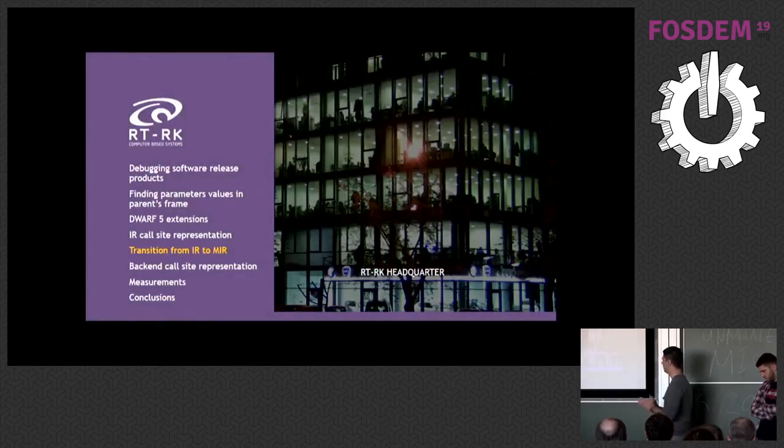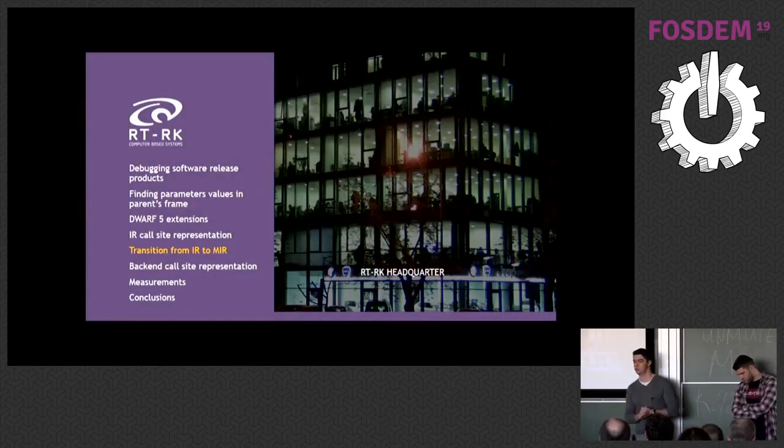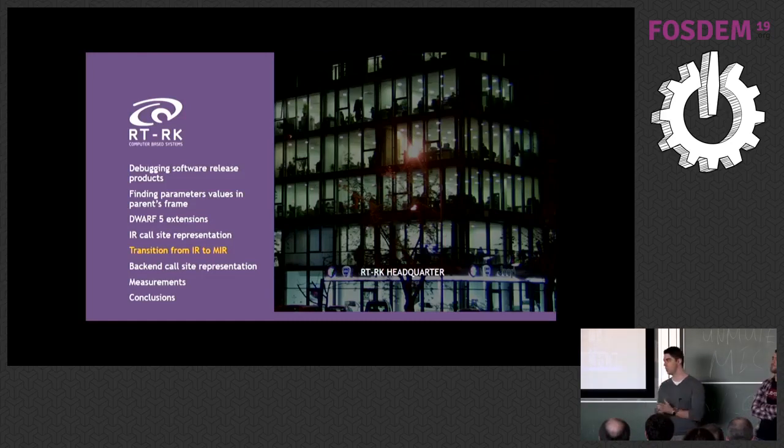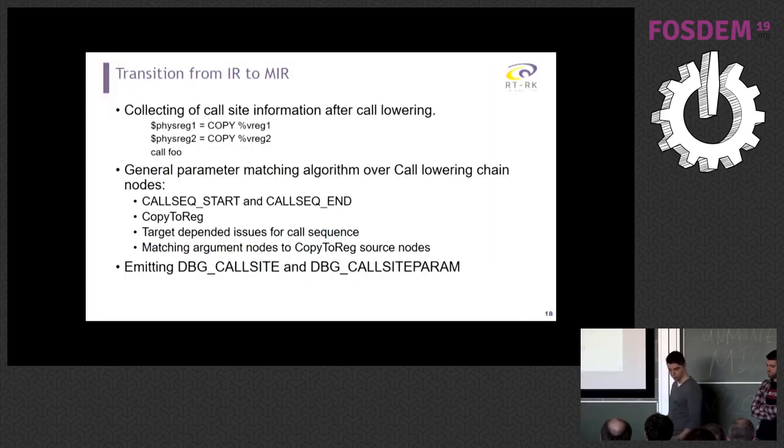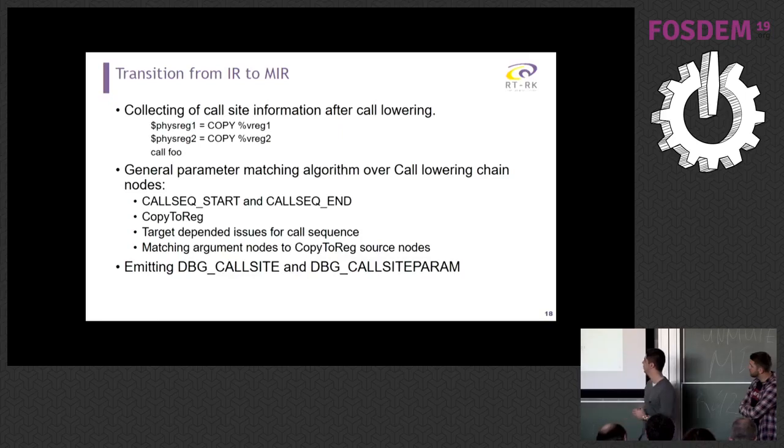The next pass that I'm going to talk about is the instruction selection pass. It is important to mention this pass since this is the place in our implementation that could possibly be improved. We implemented a general algorithm that should work for various architectures. The job of this algorithm is to recognize copy instructions that forward function arguments to the following function call. So we can see, for example, pseudo instructions like this.